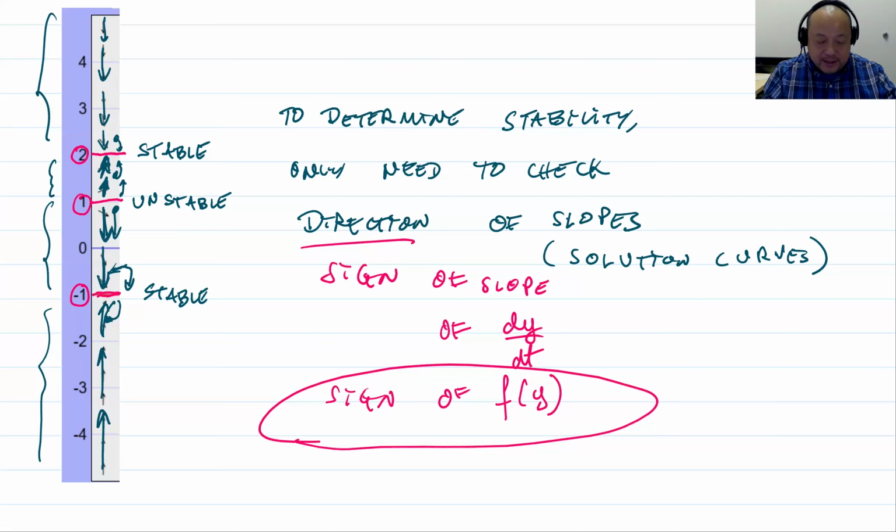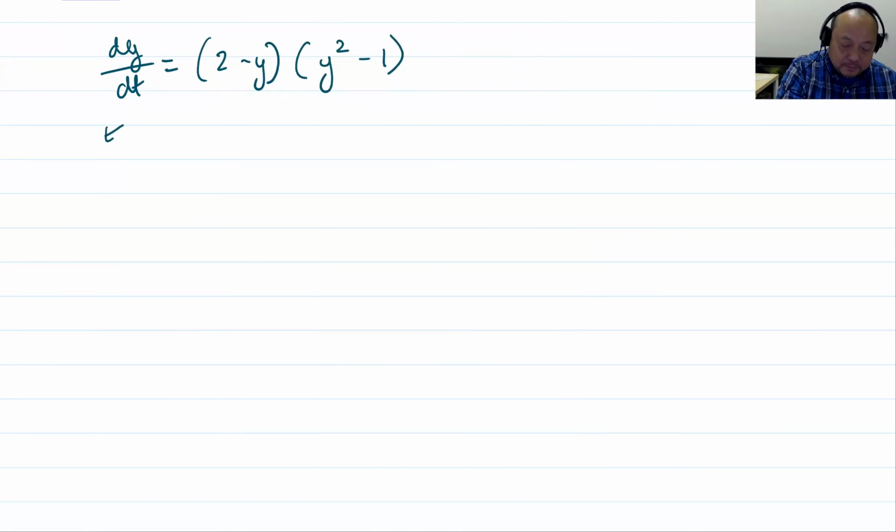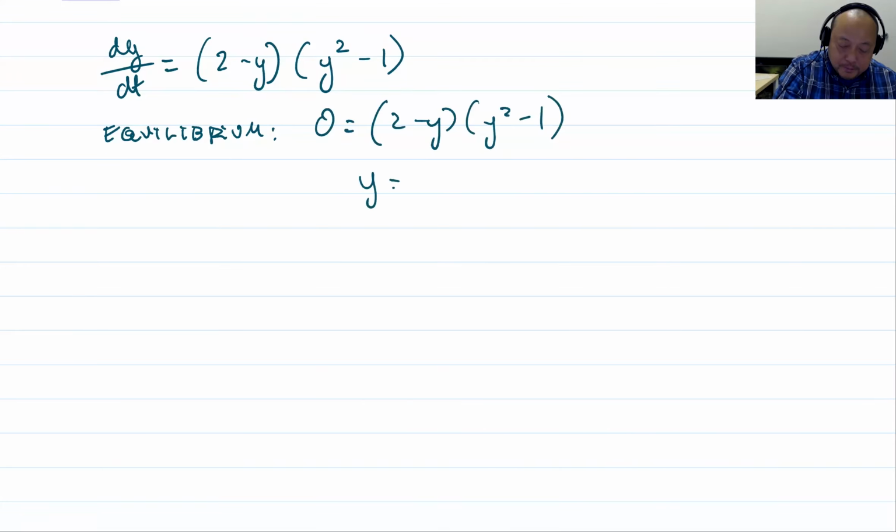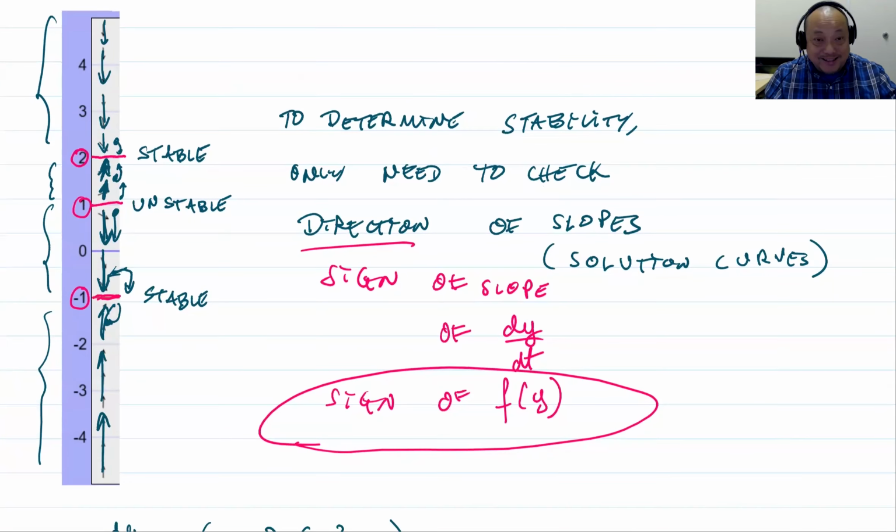So let's do it as an example. Let's take the equation we've been working with, dy/dt equals (2 minus y) times (y squared minus 1). We already found the equilibria: 0 equals (2 minus y) times (y squared minus 1), so y equals 2, y equals 1, y equals negative 1. And now I'm going to check the signs of f from negative infinity to infinity. That's what I did over here. I checked the sign of dy/dt throughout the entire y-axis.